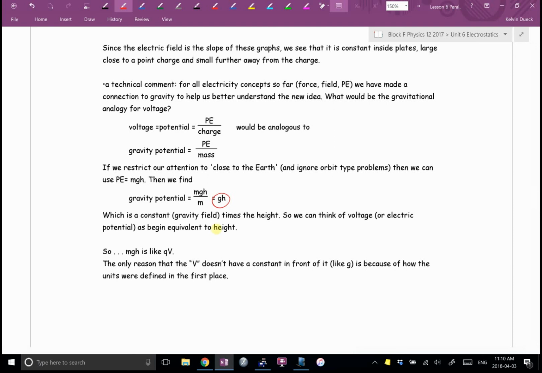So I think of voltage as equivalent to height. It's not quite the same as height. It's a constant times height. But actually, I said this then. mgh is an awful lot like qV. The only reason that the V doesn't have a constant like little g in front of it is because of how we defined the units in the first place for voltage.